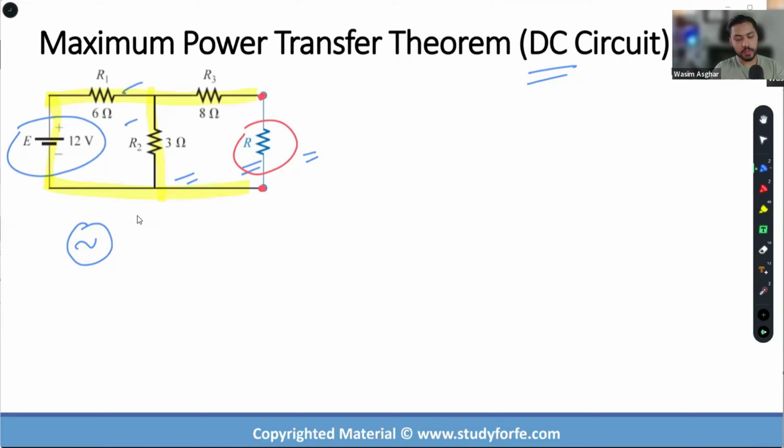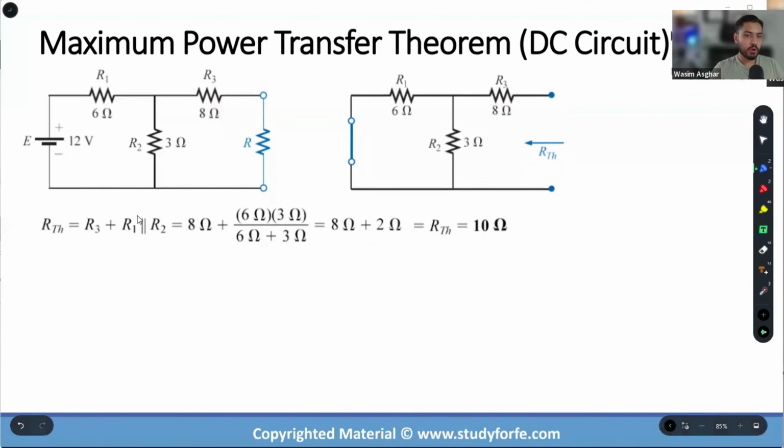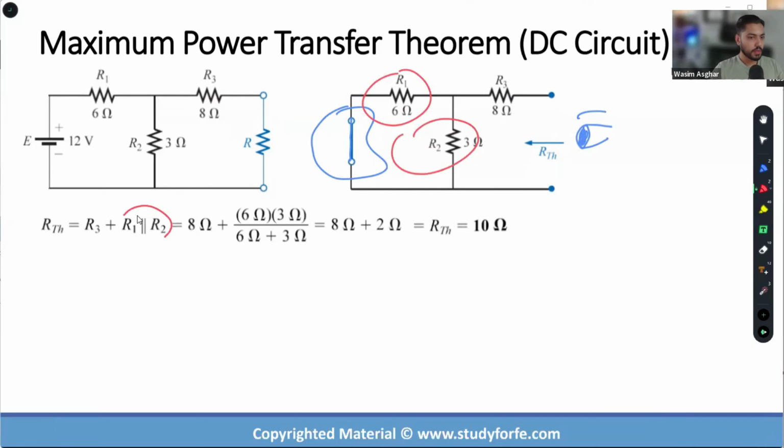Okay, so step number one, I short circuit the voltage source, replace it with a short wire. And then I look into these terminals. Okay, I'm looking into these terminals and I need to simplify the remaining series parallel arrangement of my resistors. So it is pretty obvious that R1 is in parallel with R2 and R3 is basically in series with the parallel arrangement of these two resistors. Clear? And when we do the math, we end up with R Thevenin equal to 10 ohms.